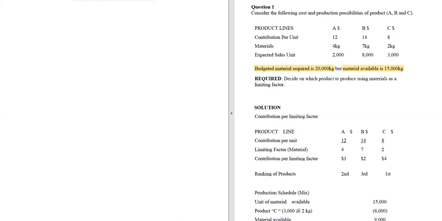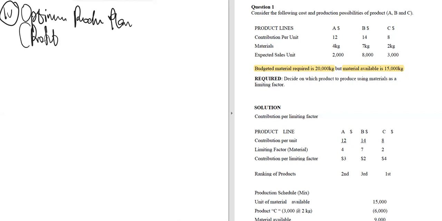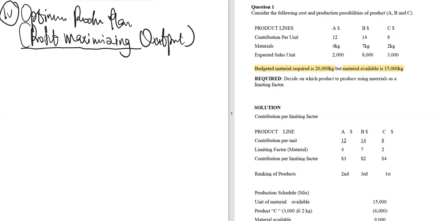People have different ways of producing this optimum production plan, not so. Some questions, instead of telling you to produce an optimum production plan, can tell you to find what we call the profit maximizing output. Okay, that is the output or the units to produce that will make you what? The best profit, right? The profit maximizing output or your optimum production plan.